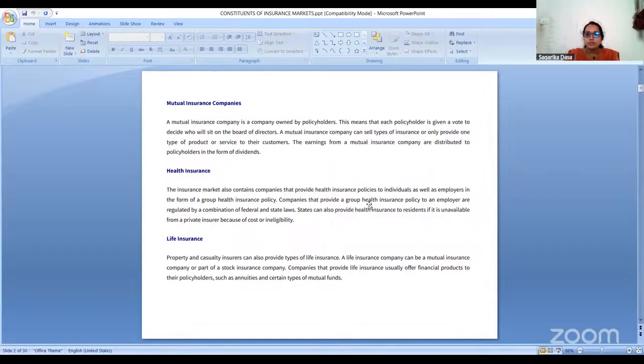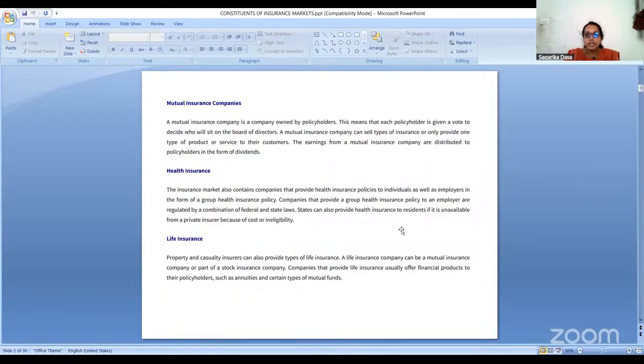The companies that provide group health insurance policies to an employer are regulated by a combination of federal and state laws. Any company providing group health insurance to its employees in the organization is regulated by the particular state where the company resides, and by federal laws.